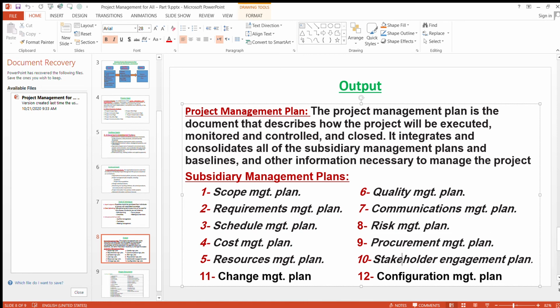Stakeholders engagement plan. How do we engage the stakeholders in order for the project to succeed? And the configuration management plan. And as I mentioned, each one of these will have its own presentation in the future.